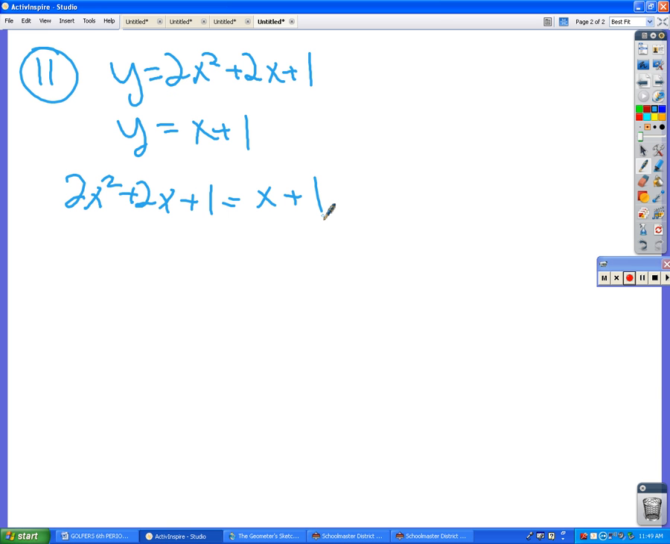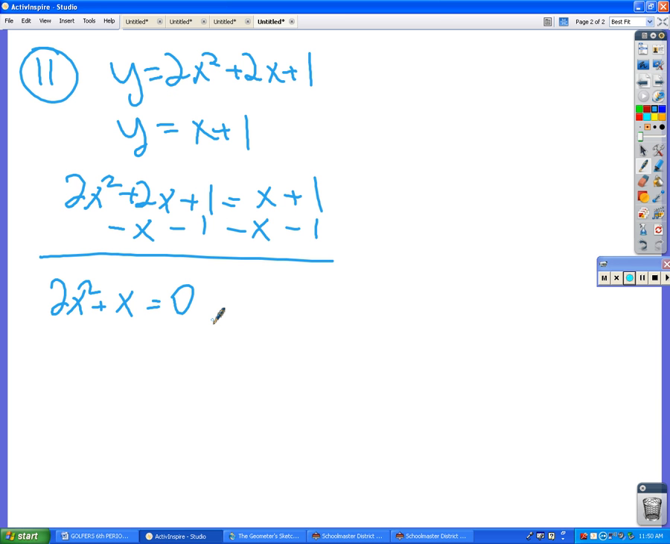I'm going to do it in one step. I'm going to subtract the x from both sides, and I'm going to subtract the 1 from both sides. I lined up the x's with the x's and the numbers with the numbers. So I can do these 2 steps at the same time. So 2x squared stays as 2x squared because I didn't subtract anything from it. 2x's take away an x is plus 1x. And then the 1's cancel, and that equals 0.